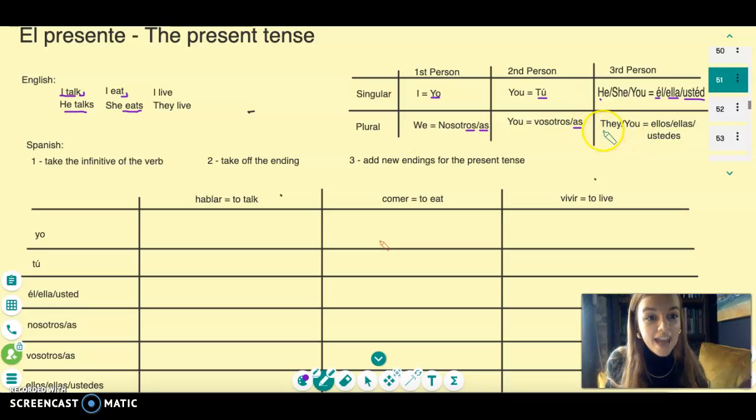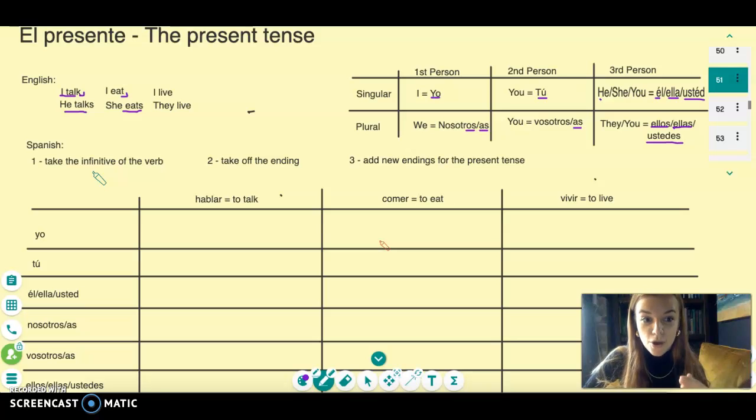And they, or also a group of you in a formal setting. We have ellos, a group of boys or boys and girls. So ellos, ellas for a group of girls, and ustedes. So that's more than one person to refer to as you in a formal setting. Ustedes. Okay, brilliant. So now let's have a look at how we actually conjugate.